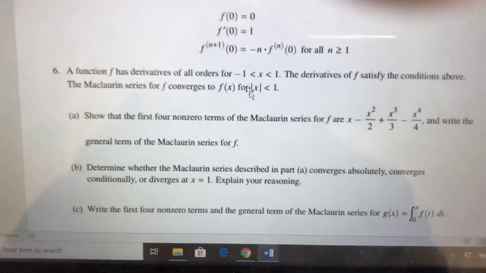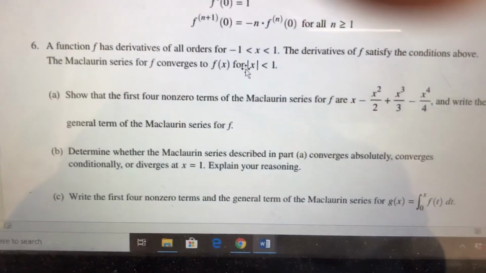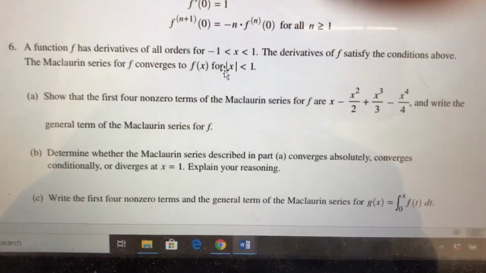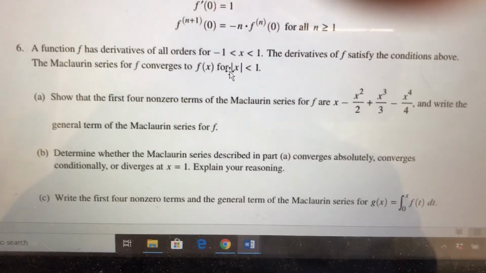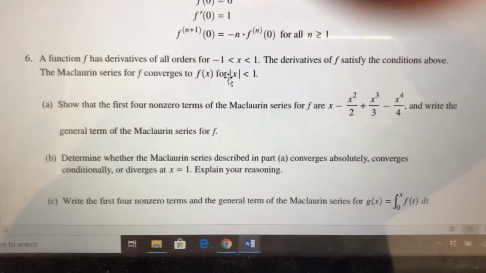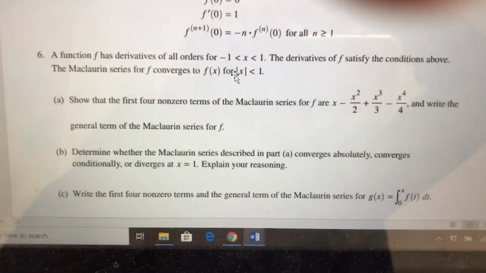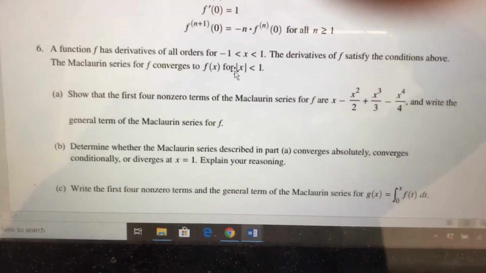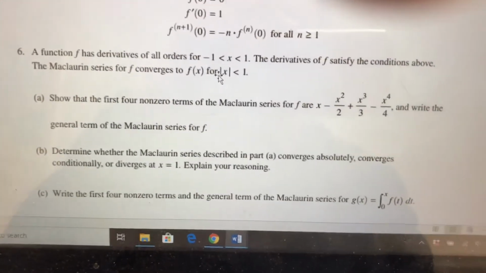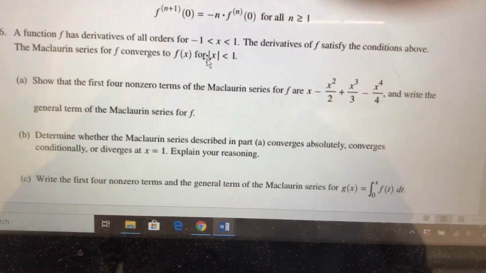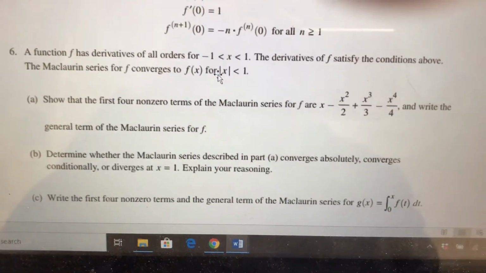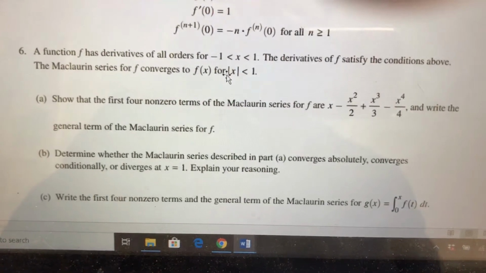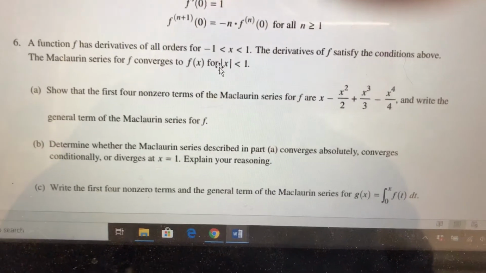Okay, now part B. Part B says determine whether the Maclaurin series converges absolutely, conditionally, or diverges at x equals 1. And they want us to explain our reasoning here. Well, they're telling us an x value, so they want us to fill that in. Okay, now we'll talk about absolutely and conditionally in a second. I don't think it's on the AP exam this year in 2020, but in other years it will be, so I'll still deal with it.